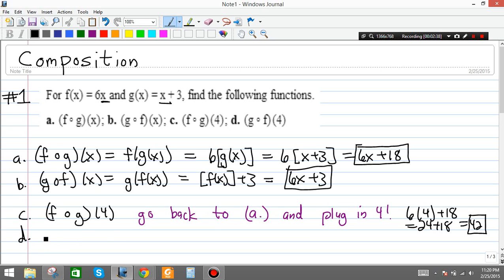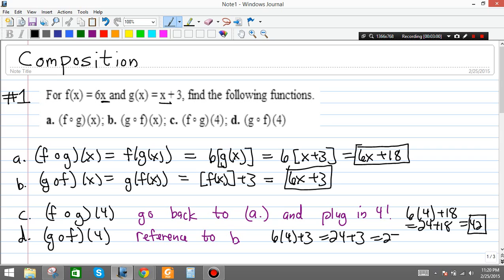D, in a similar way, g of f of 4. Again, this is a reference to B. Six times 4 plus 3, 24 plus 3. The answer is 27.